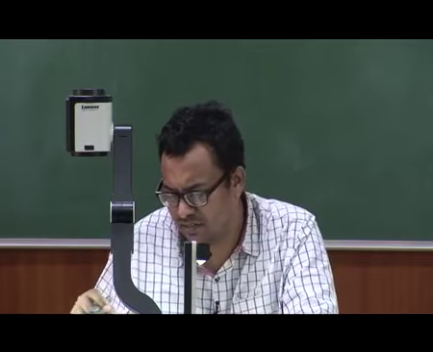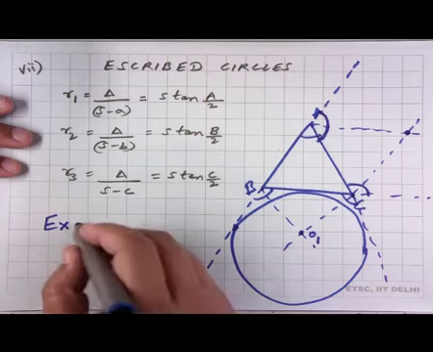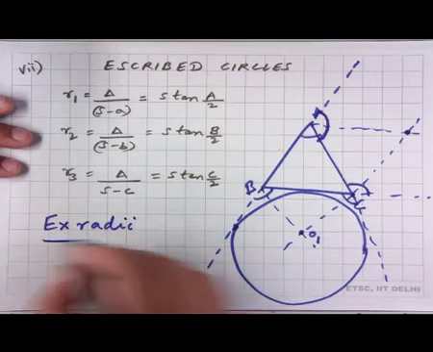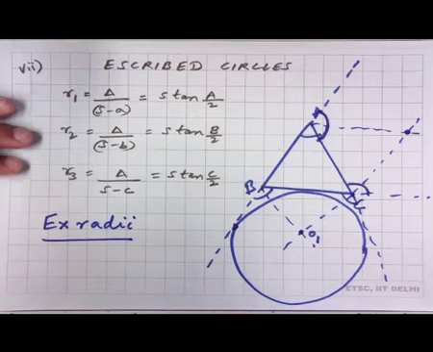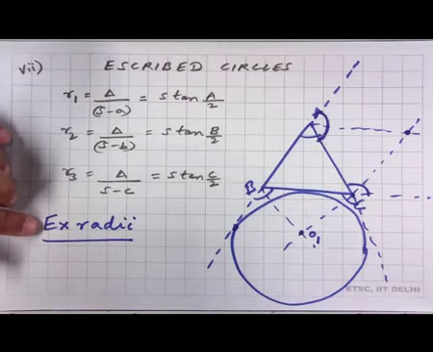In many books and at many places you will also find that these different radii are collectively called the exradii of this triangle ABC. So sometimes we collectively call these three radii the exradii of the escribed circles corresponding to triangle ABC. We take up some problems now.